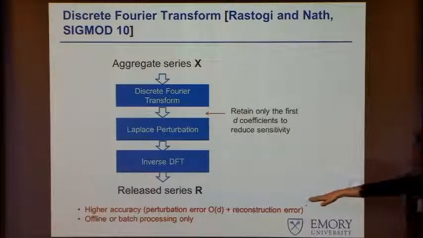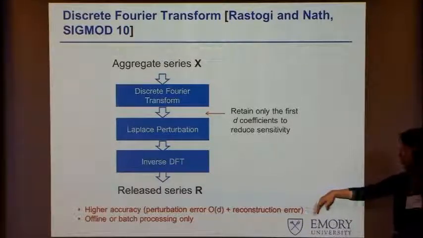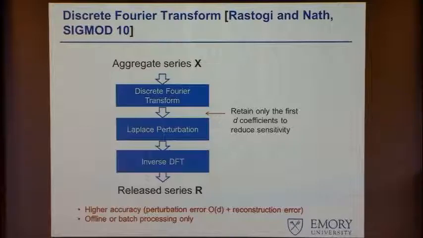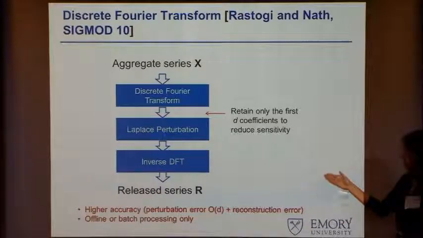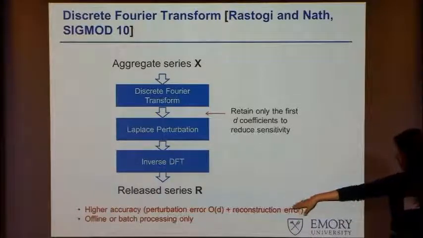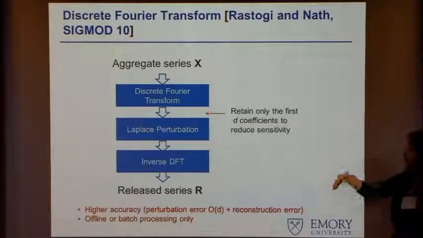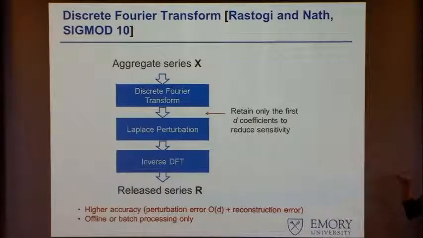So now you can see we would have a perturbation error in the order of d, where d is much smaller than the big T. And we would also have a reconstruction error. It is shown in the paper that even given this trade-off between reconstruction error and perturbation error, the overall accuracy is still better than the baseline approach.